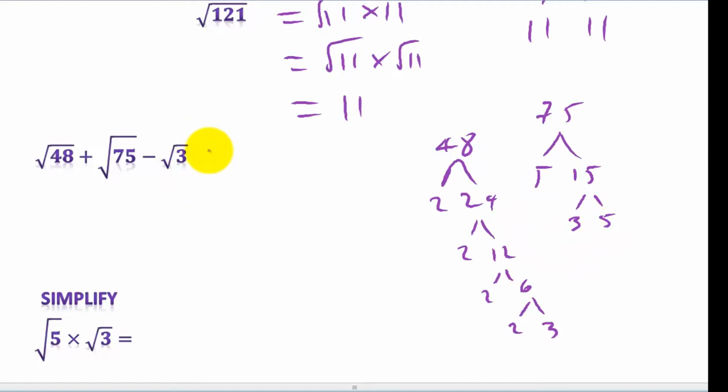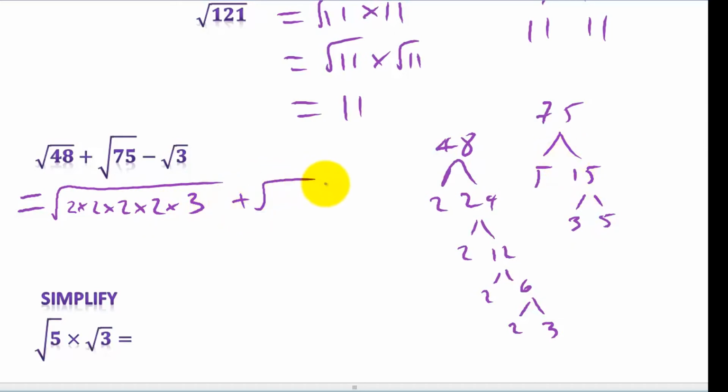So if we write this all out, we get square root of 48 is equal to the square root of all these numbers times together, 2 times 2 times 2 times 2 times 3. And 75 is the square root of all these numbers times together, 5 times 5 times 3, and we've got minus the square root of 3.